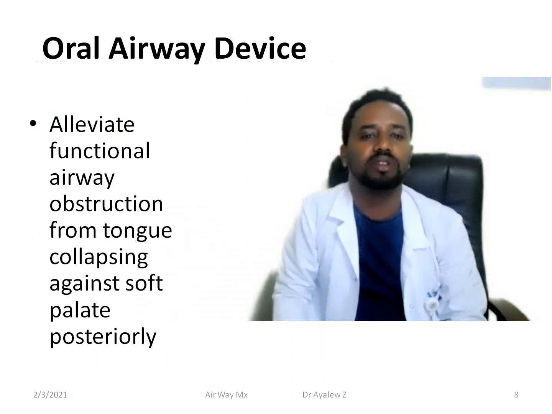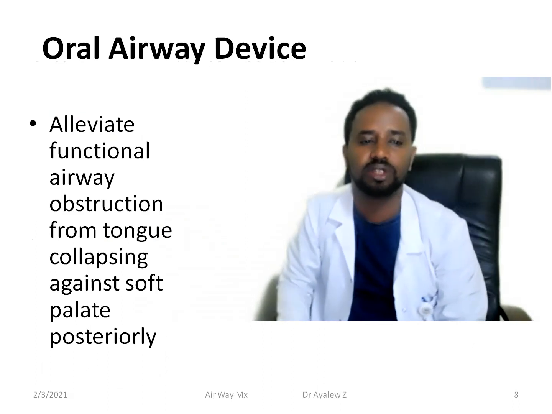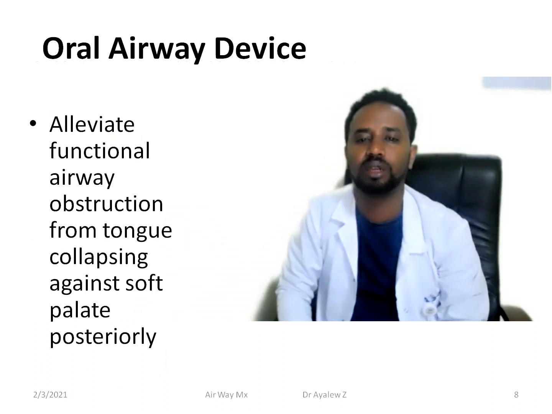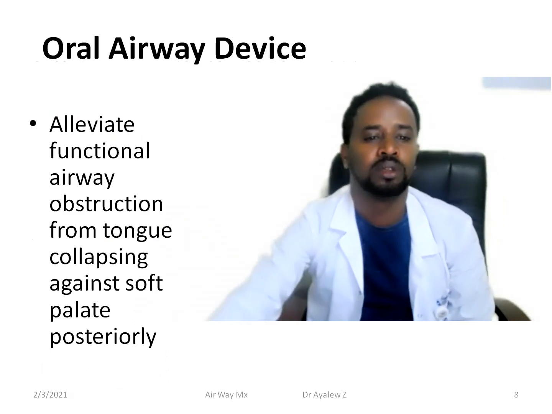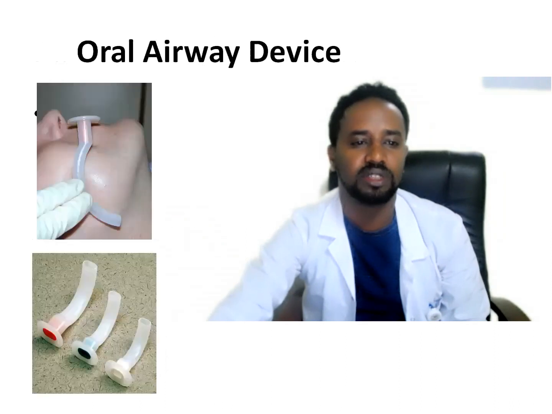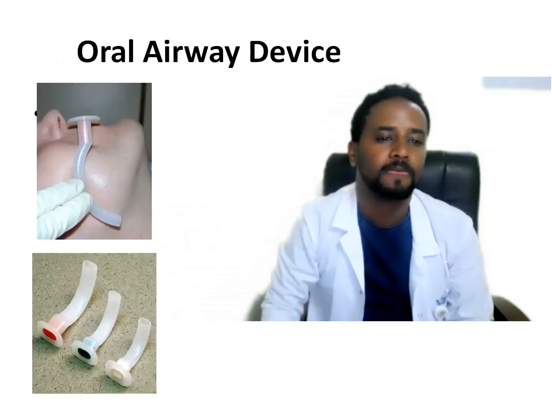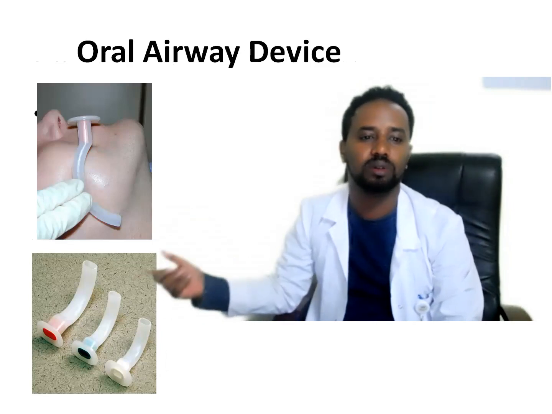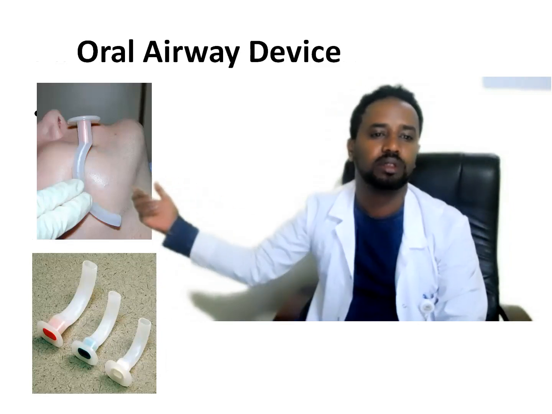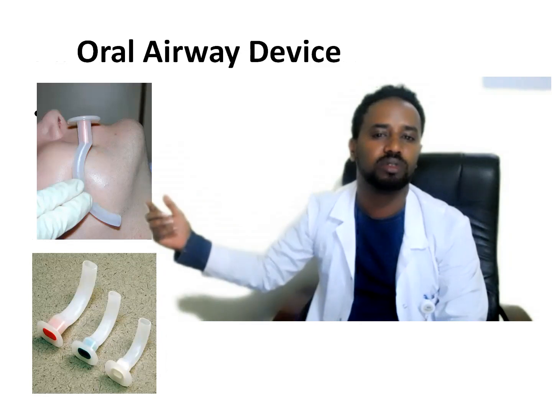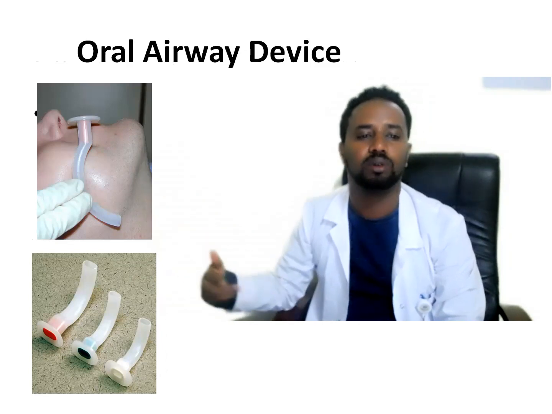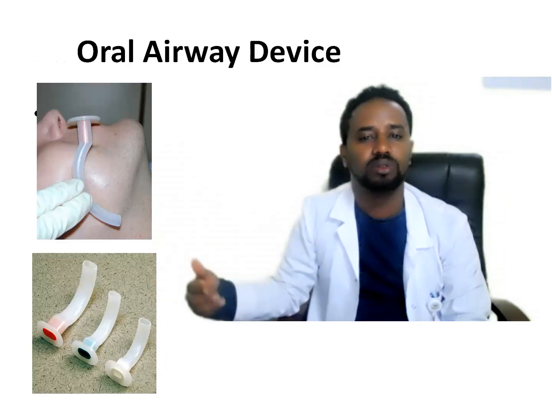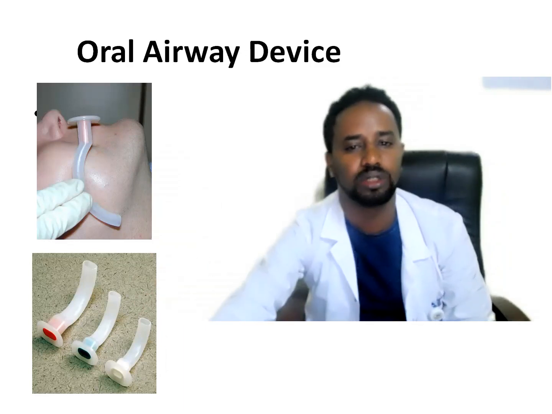The other is airway devices, which relieve functional airway obstruction, especially from the tongue collapsing against the soft palate posteriorly. The oral airway has different sizes and shapes, which vary for different patients. As you see here, you measure from the angle of the mouth to the angle of the mandible, and then you will have different sizes. After you measure, you insert in two ways.